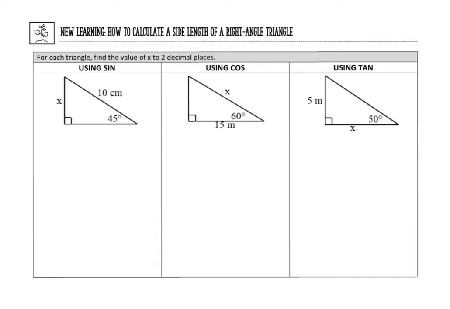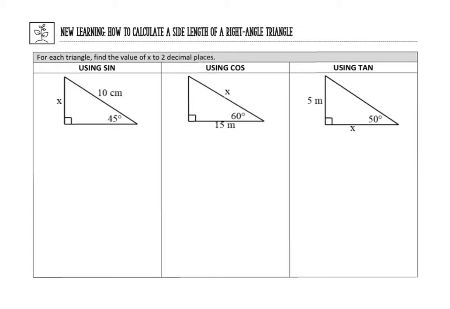Hi everyone, today we're going to look at how to find a missing side length of a right angle triangle using our three primary trig ratios. So up until this point, if we had a missing side length in a right angle triangle, we would use the Pythagorean theorem to find the side that's missing.